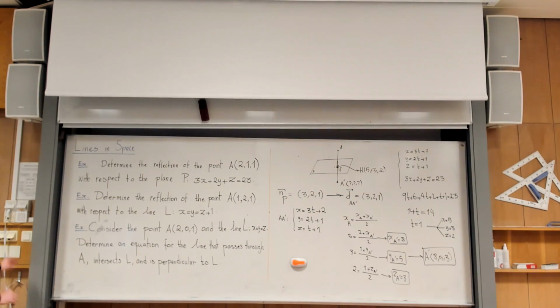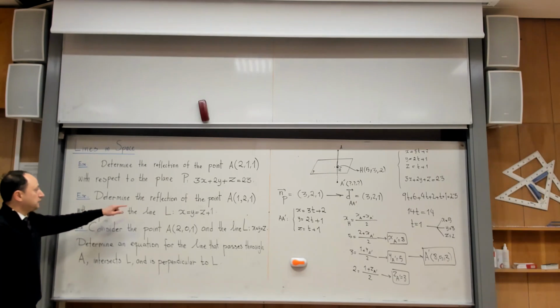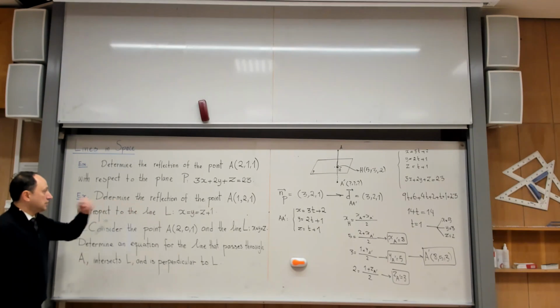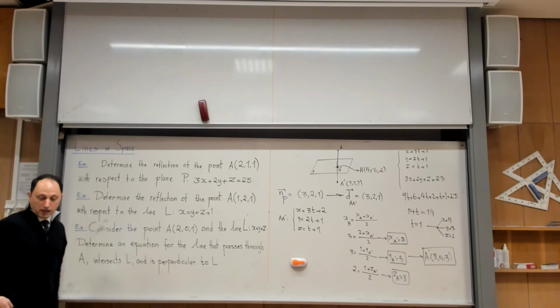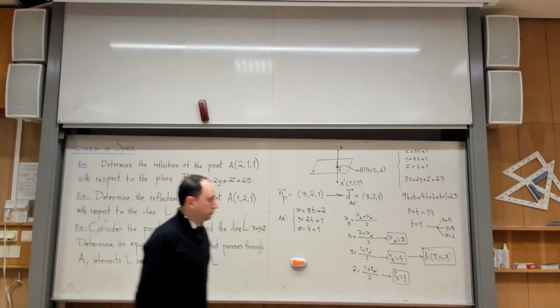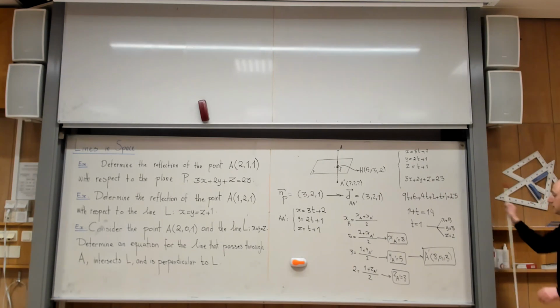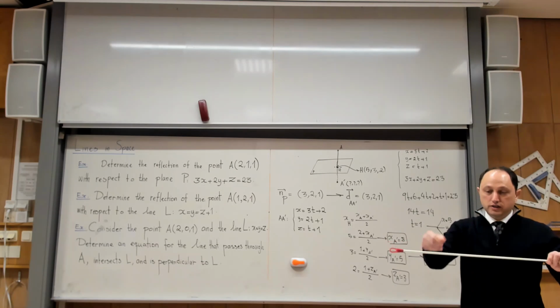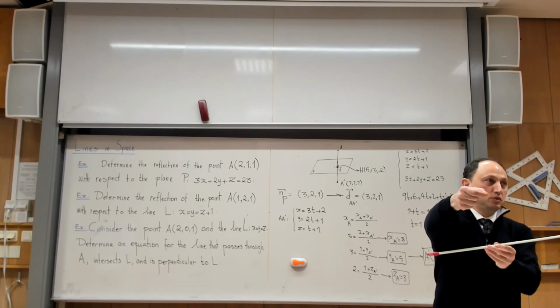Okay, so the next problem. The next problem, we want to find the reflection of the point with respect to the line. Okay, so that's also understandable, yes? If you have a line, so if I have a line in space and I have a point, for example, this is your line, this is the point. So what is the meaning of reflection?